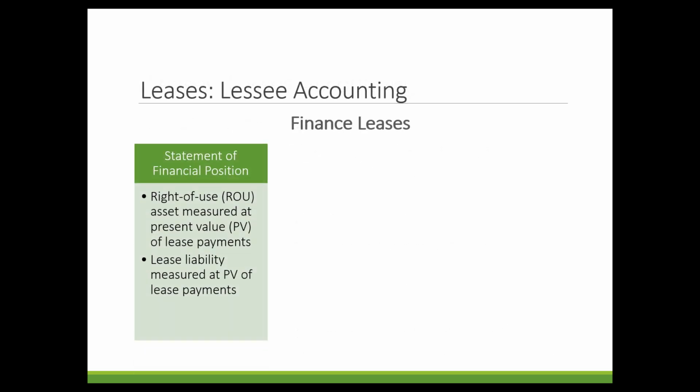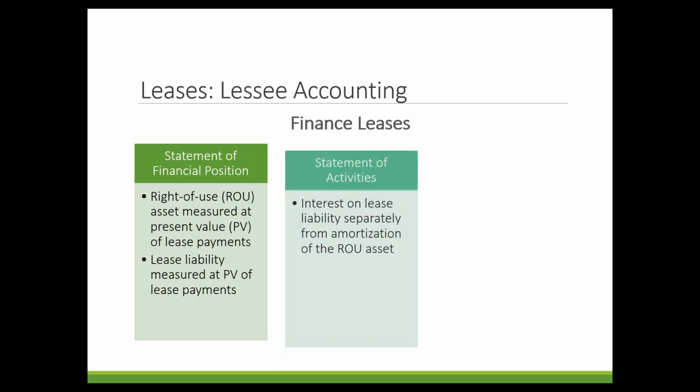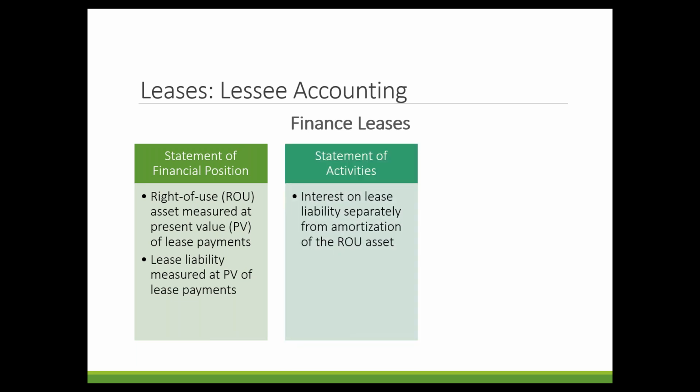And next, I'm just going to give you a short rundown of what this looks like in your financial statements. So for finance leases, on the statement of financial position, you're going to have your right-of-use asset measured at the present value of lease payments and your lease liability measured at the present value of lease payments. Statement of activities, you're going to have two items. You're going to have the interest on the lease liability, and it's going to be separate from the amortization of the ROU asset.